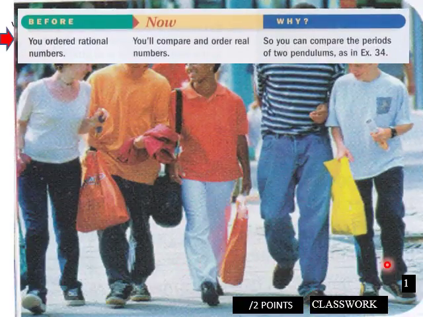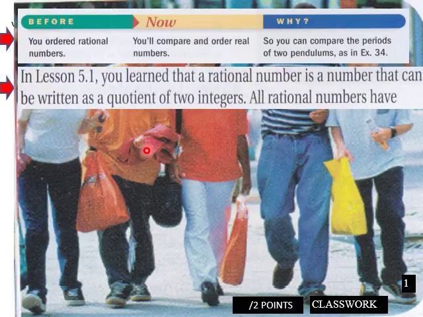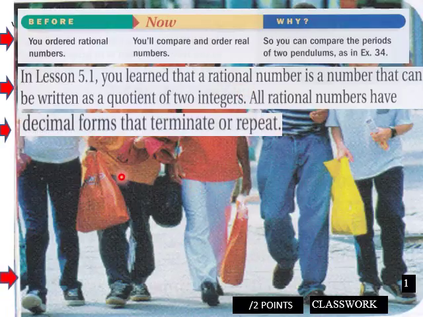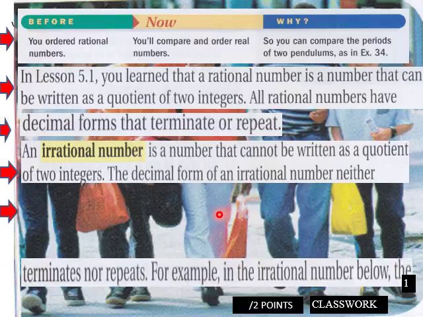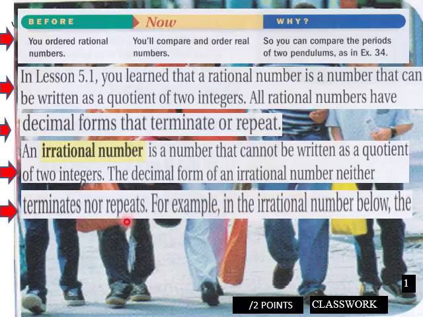Okay, into our first page here in our classwork. In 5.1, you learned that a rational number is a number that can be written as a quotient of two integers. All rational numbers have decimal forms that terminate or repeat. An irrational is a number that cannot be written as a quotient of two integers. The decimal form of an irrational neither terminates nor repeats.